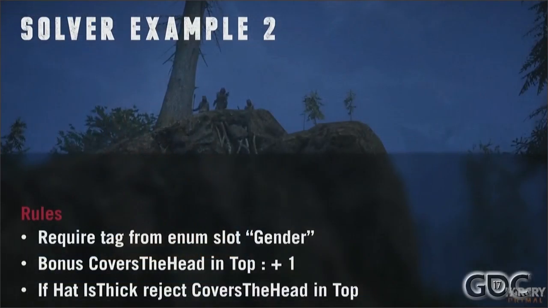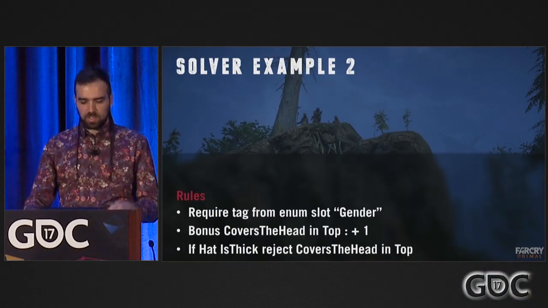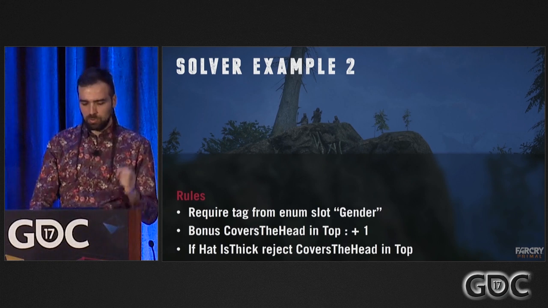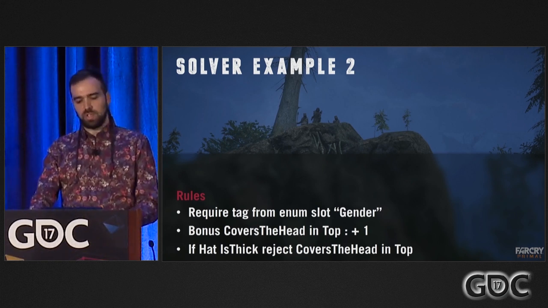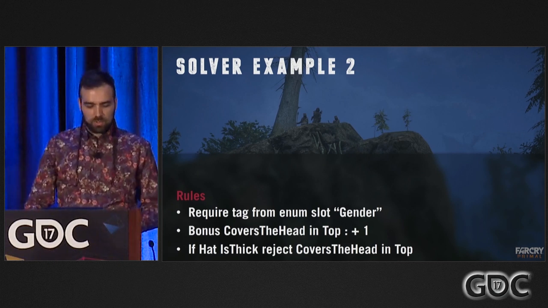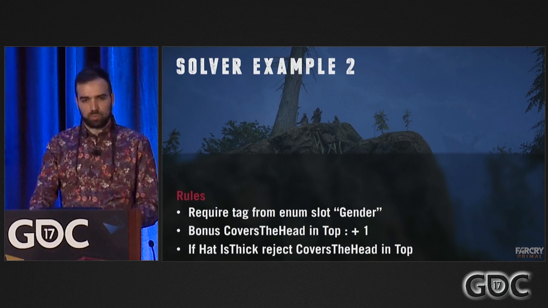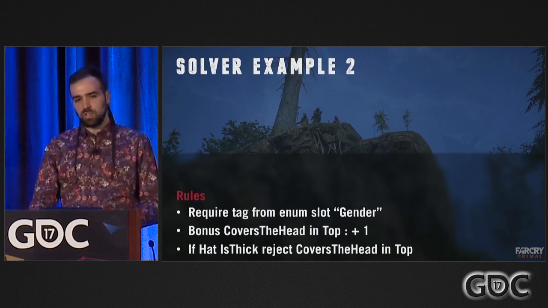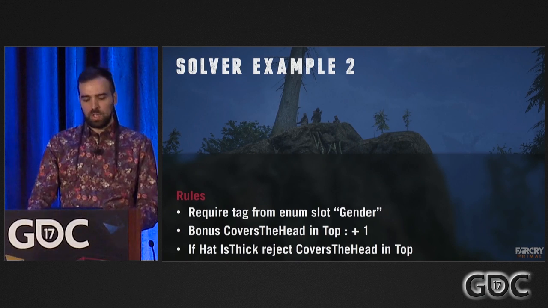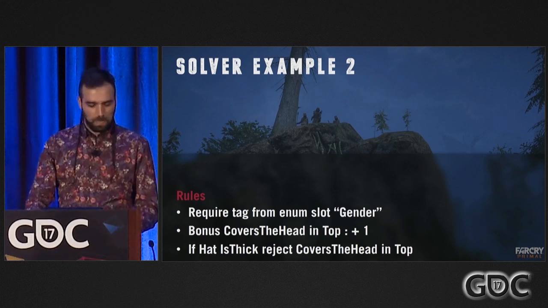So let's look at how an example like this works. We start again from our same configuration file, but we have two rules now. The first one is "bonus to covers the head in top of +1." This is basically going to be a default selecting rule. We're just saying if you have the choice between a version that covers the head or that doesn't in top, just give a bonus to this one.